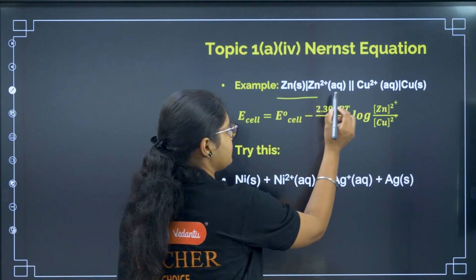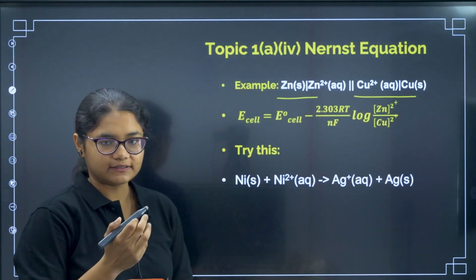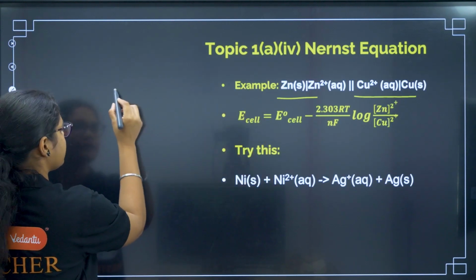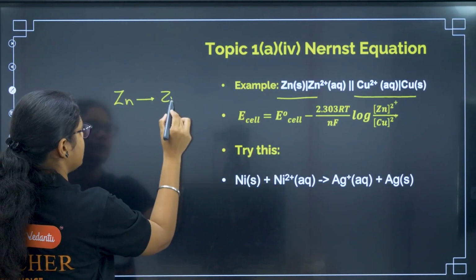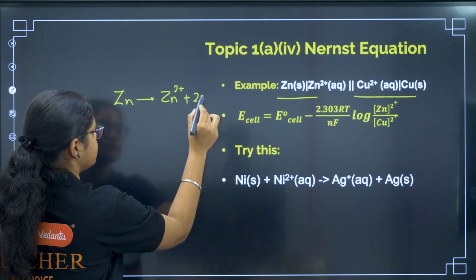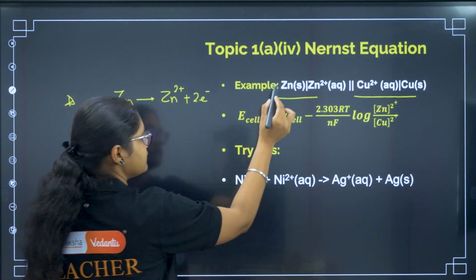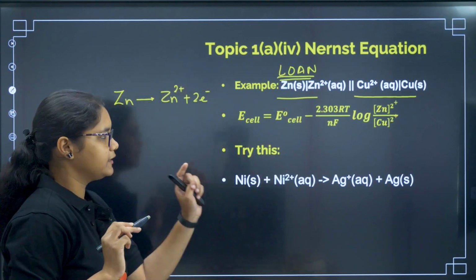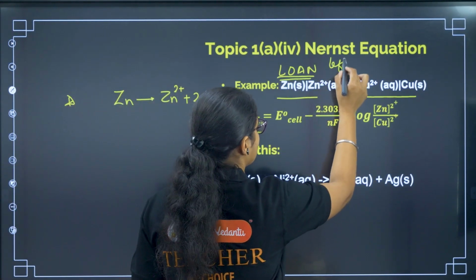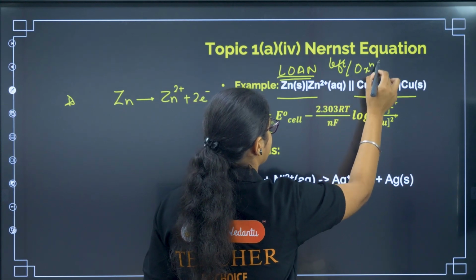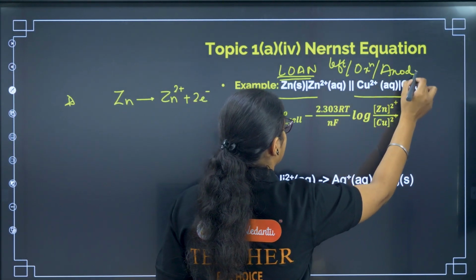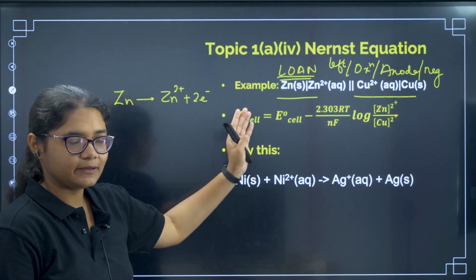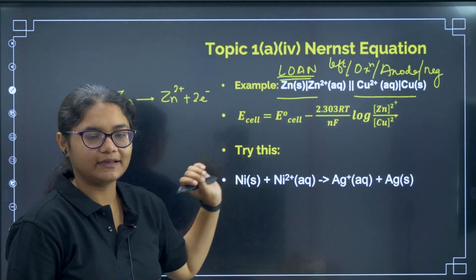See, Zn to Zn2+ and Cu2+ to Cu is given. This is the Nernst equation and this is how the cell is written. So I can write Zn giving Zn2+ plus 2 electrons. This is the reaction at the anode. So always remember the word LOAN: L stands for left, O stands for oxidation, A stands for anode, and N stands for negative. So left side, oxidation takes place at the anode and the charge of the anode is negative.